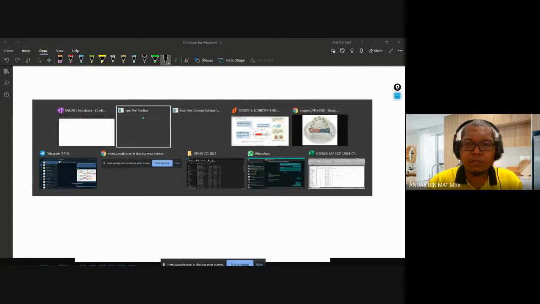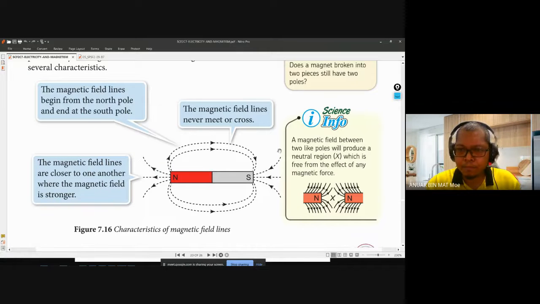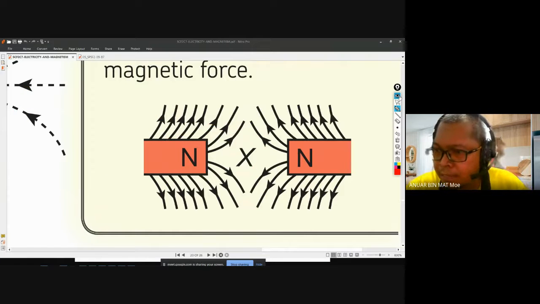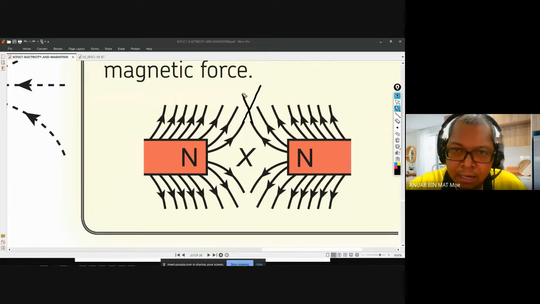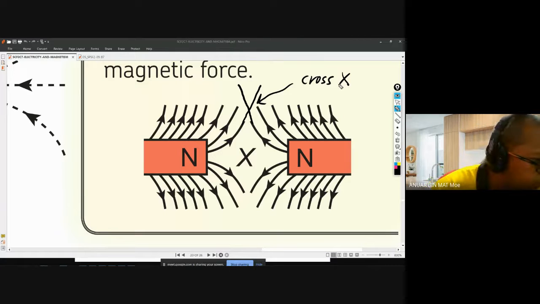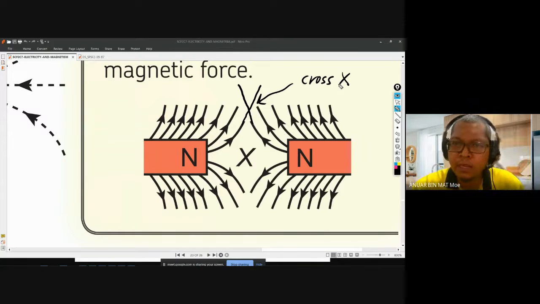Sorry, never mind, I will show you the picture over here. For example, like this, it will not cross each other. What does it mean? I draw like this, this one, and then this one. There is no such thing as crossing. This is what we call crossing. The magnetic field lines will not cross each other, or never meet or cross. If you draw like this, it is wrong.